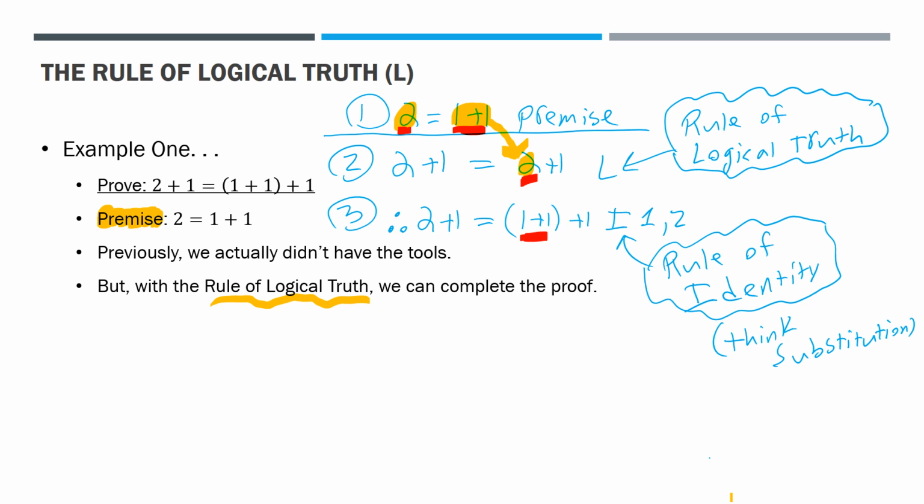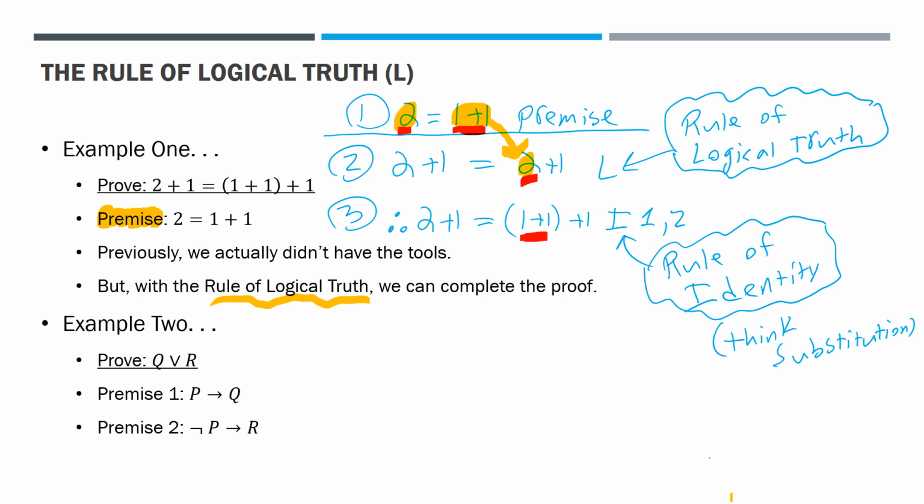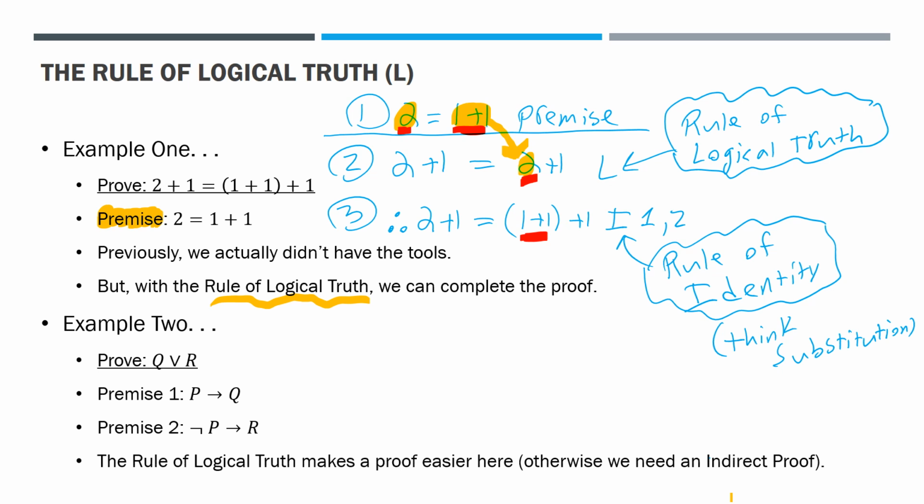Let's look at example 2. In example 2, we want to prove Q or R based on two premises: if P, then Q; if not P, then R. The rule of logical truth makes the proof easier here. Otherwise, we would need an indirect proof. We can do a so-called reductio ad absurdum proof, but that will require many, many lines. Here we can only use 4.